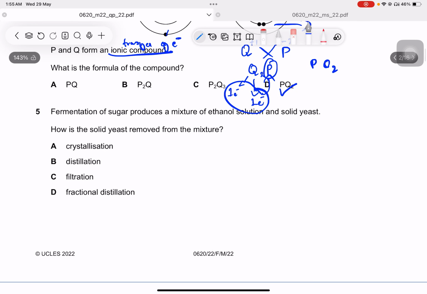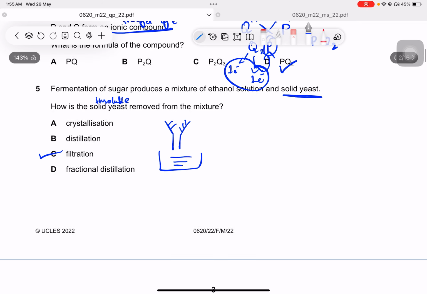Next, this question and many other questions are also present in the core paper. They are very basic. Fermentation of sugar produces a mixture of ethanol solution and solid yeast. How is the solid yeast removed from the mixture? As it is insoluble and it is a solid, it will be removed by filtration. The yeast will remain here, and the ethanol will be collected over here.